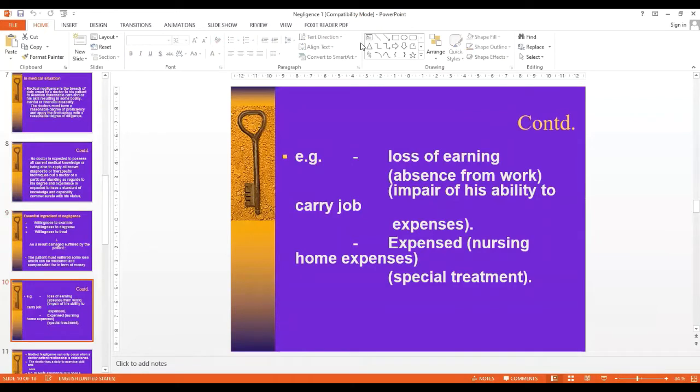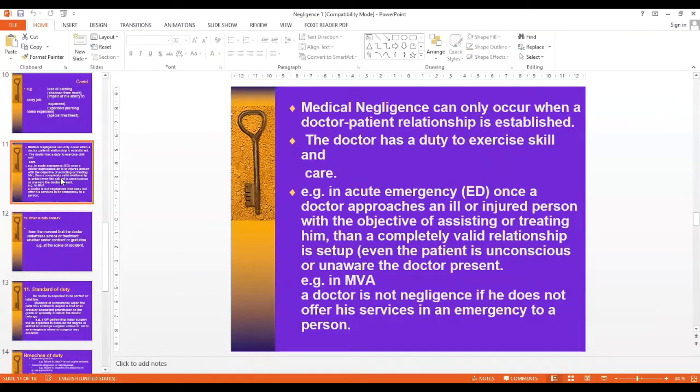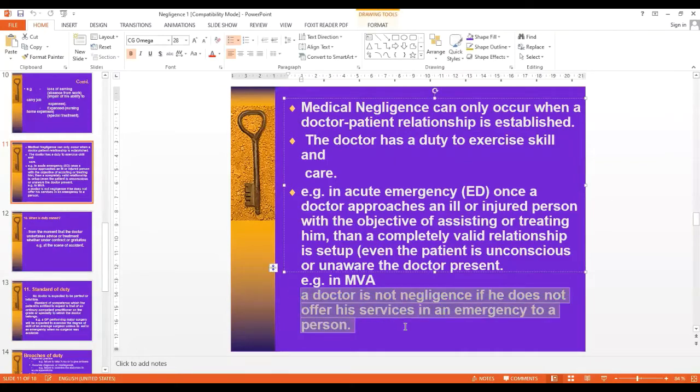For example, loss of earning, absence from work, impairment of his ability to carry on a job, expenses, nursing home expenses, special treatment. Medical negligence can only occur when a doctor-patient relationship is established. The doctor has a duty to exercise his skill and care. For example, in an acute emergency, once a doctor approaches an ill or injured person with the objective of assisting or treating him, then a completely valid relationship is set up, even if the patient is unconscious or unaware. For example, in an MVA, a doctor is not negligent if he does not offer his services in an emergency to a person.